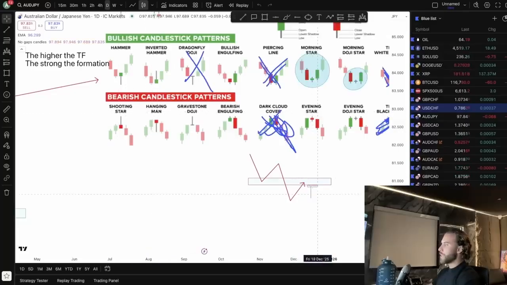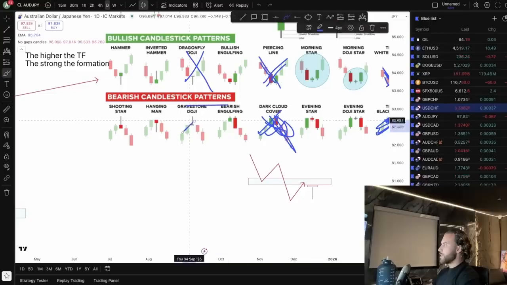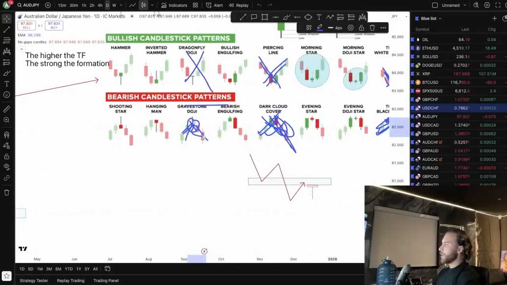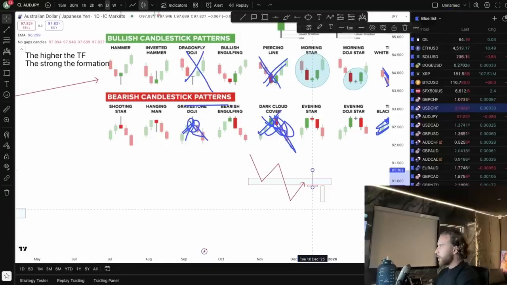As long as we have some type of rejection at this area of interest, it is considered, in my opinion, a doji. So this gravestone doji, this formation right here, is the exact same thing as the hanging man and the shooting star, in my opinion. Now, if you combine that with the bearish engulfing candlestick, that is where you have the beautiful formation, whether it's a doji or a shooting star or a hammer, however you want to call it. I just call them dojis, honestly. It's just so much easier.